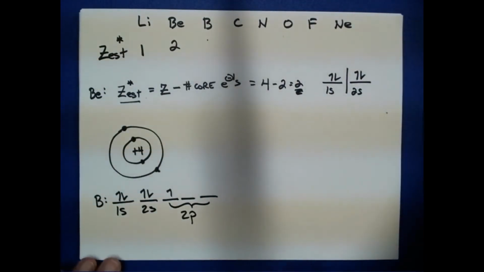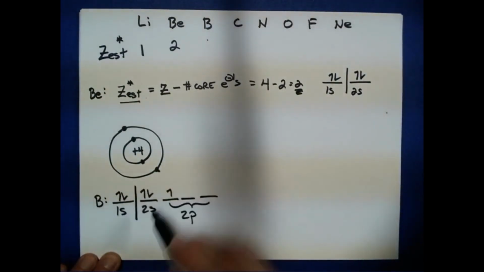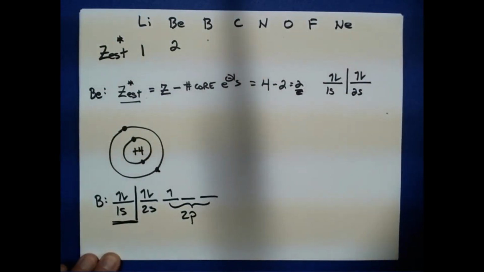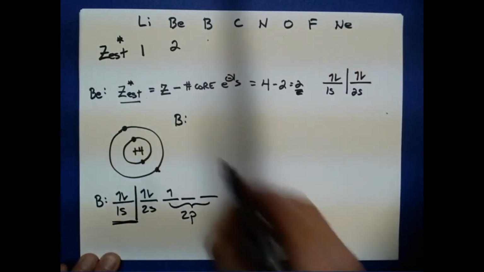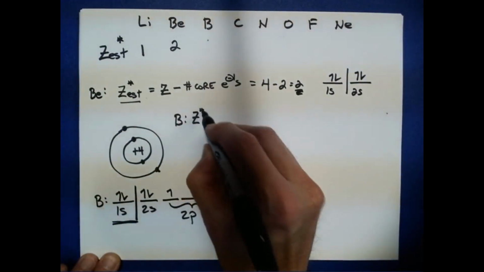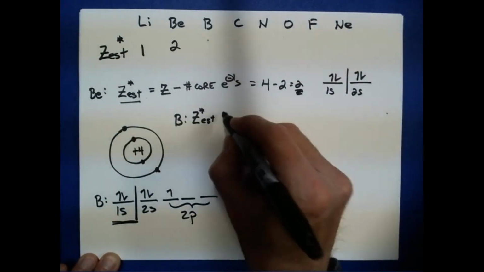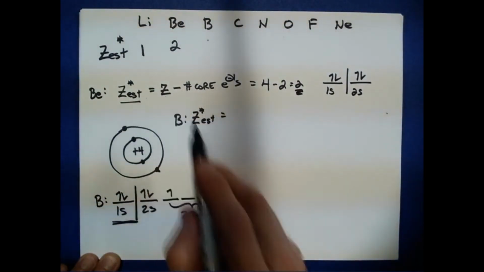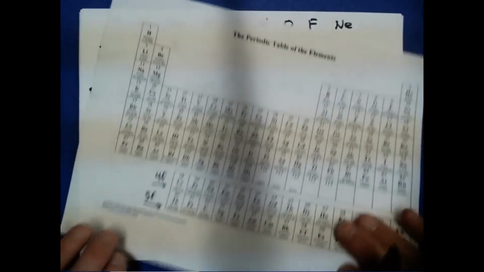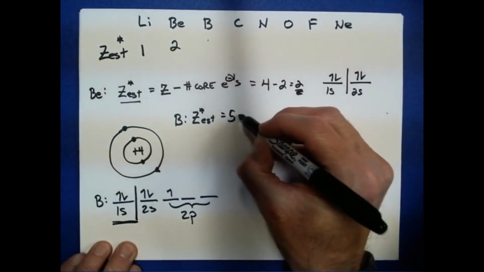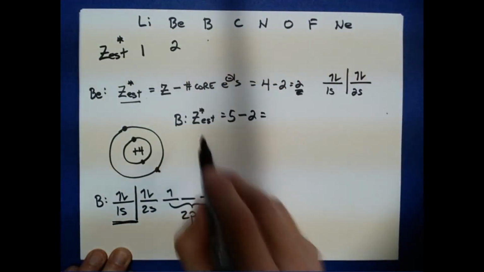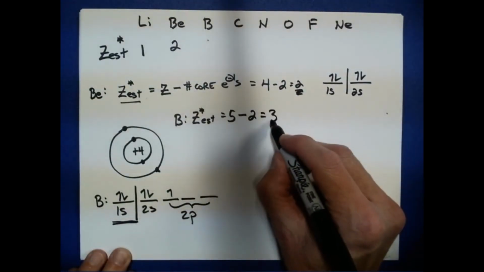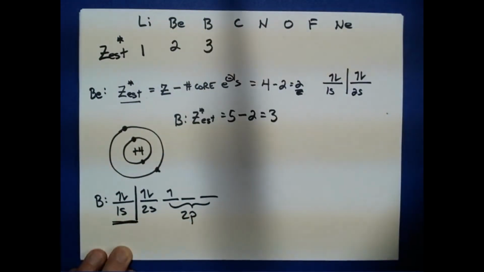And once again, we notice that there are 2 core electrons in boron. So for boron, if we want to find the Z star estimate, that's going to be the nuclear charge, which in boron is 5, minus the number of core electrons, which is 2. And so the estimated Z star for boron is going to be 3. I'll just plug this up here in our table.